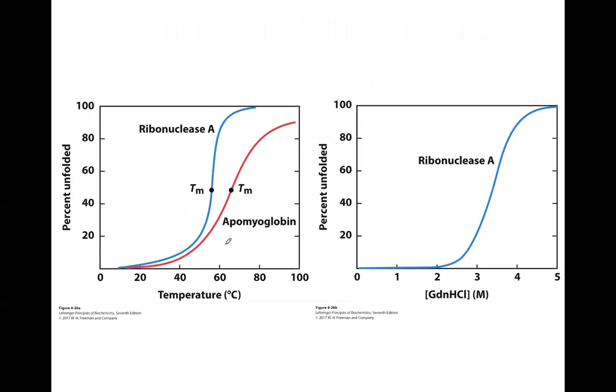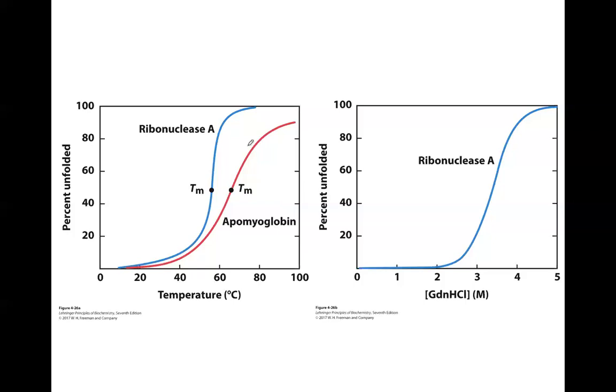So here you can see percent unfolded protein versus temperature, right? You can see here for the enzyme ribonuclease A that it happens pretty quickly, right? So for a while it stays okay, but then once you unfold a couple amino acids, it shoots straight up, right? Once you unfold a couple amino acids, the rest follow.